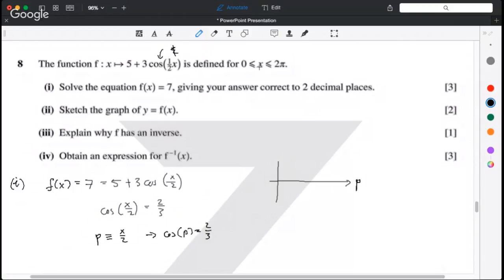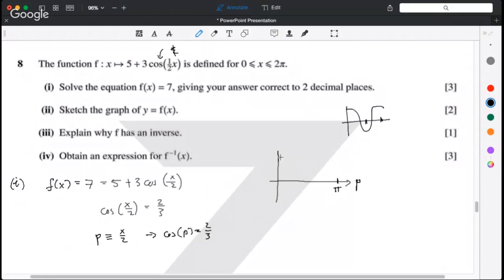Now, if x is going between 0 and 2 pi, then what is half of x going between? Well, it's going between half of 0, which is 0, and half of 2 pi, which is pi. So we're only looking for a graph up to pi. Now, the cosine function is periodic in 2 pi. So, the cosine function looks like this for 2 pi, and this is pi.